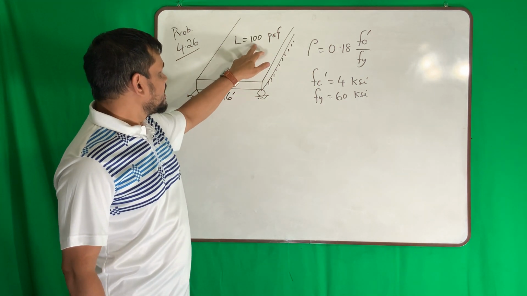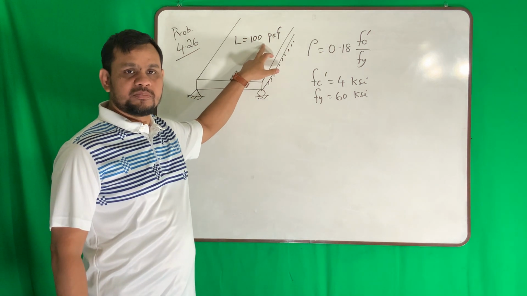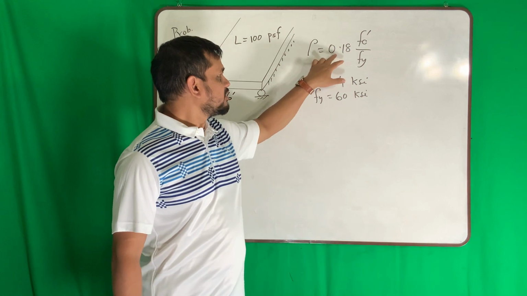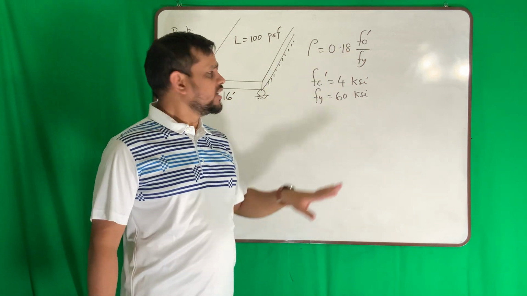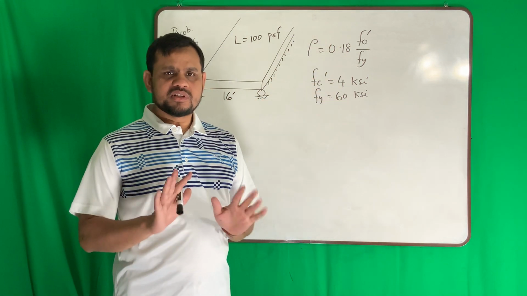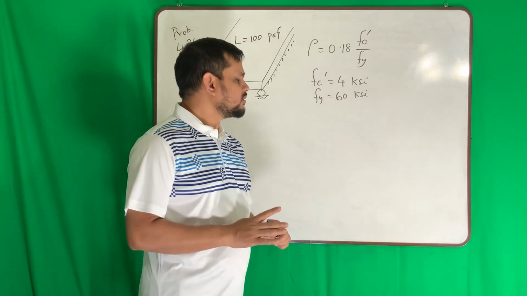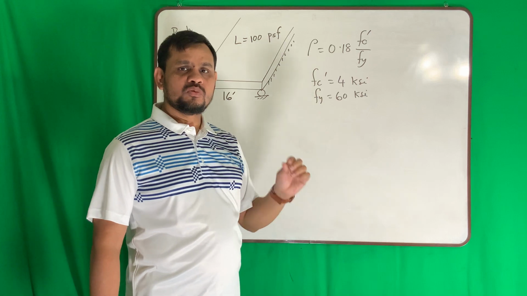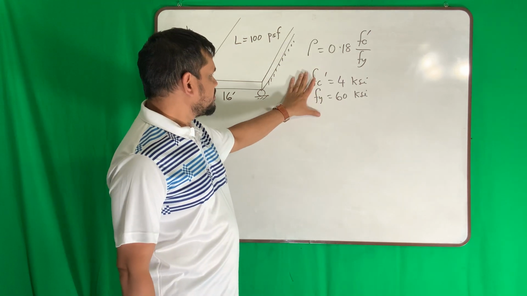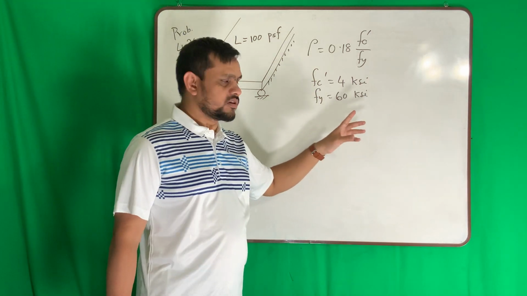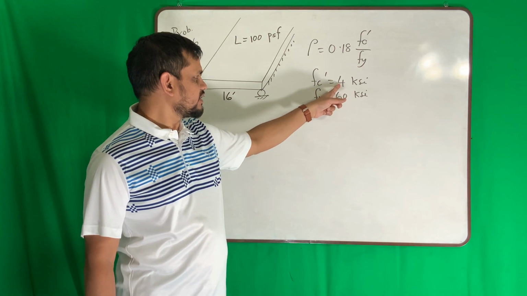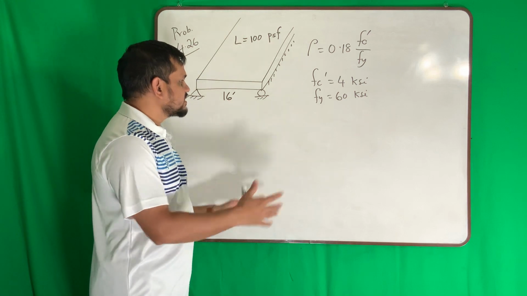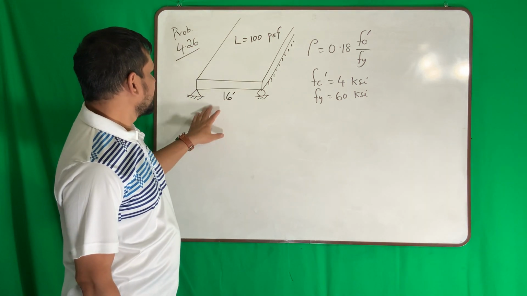Live load given is 100 psf, pound per square feet. Rho given is 0.18 f'c over fy. Now, in most cases rho is not known. We need to assume or select it. Materials to be used are 4 ksi concrete and 60 ksi steel. So now we will start designing this slab.